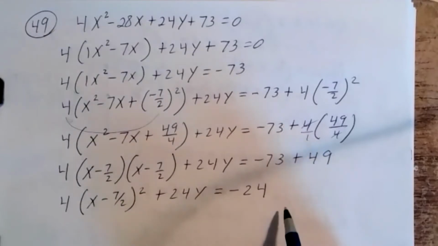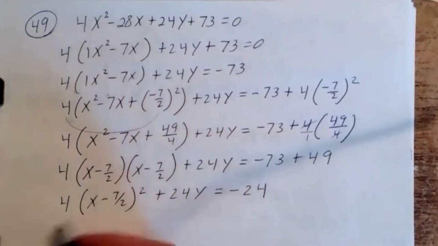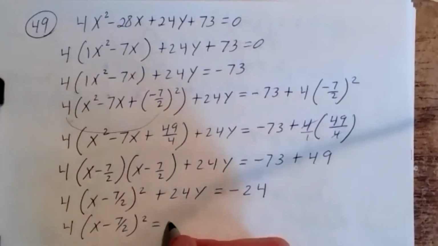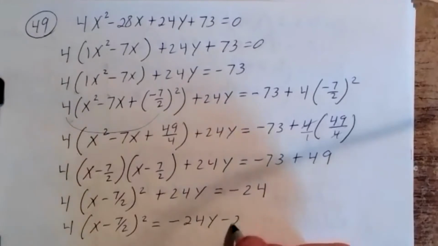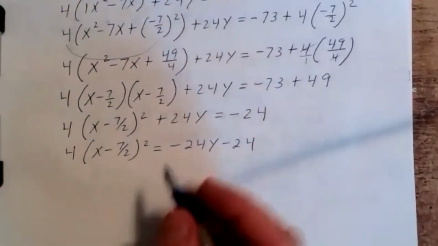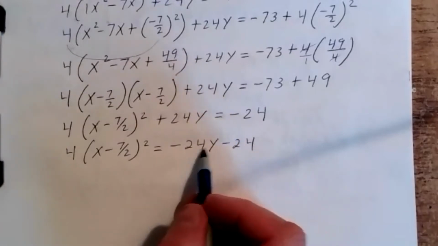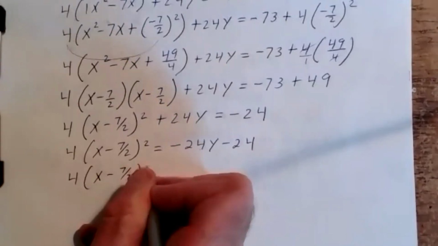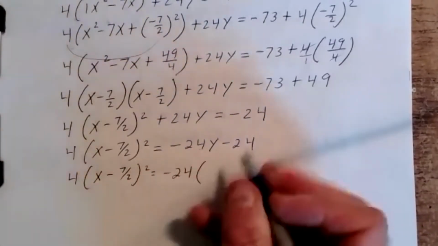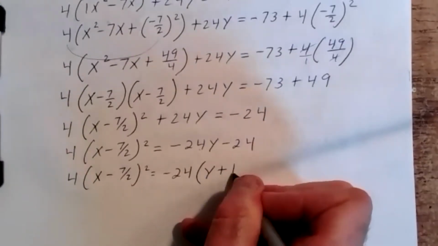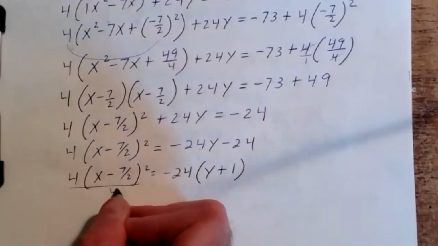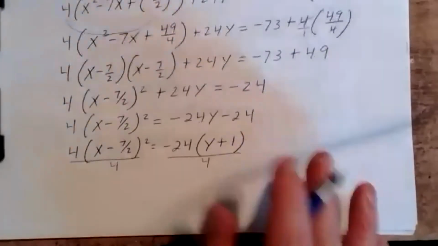Yeah, I think so. All right, now what we're going to do to get this into standard form is move this y over to the right side. So we subtract 24y from both sides. We can now factor -24 out of both these terms here. Now I'll divide both sides by 4. And we will then have standard form.